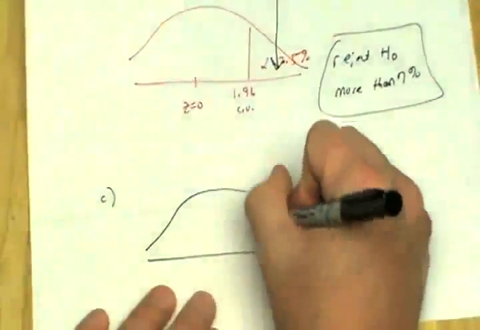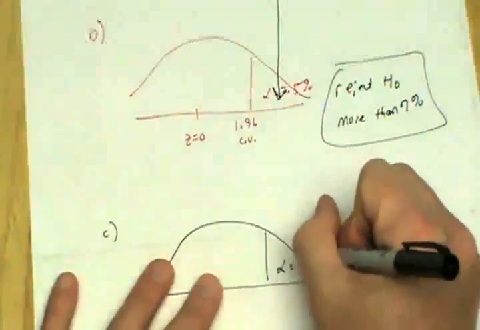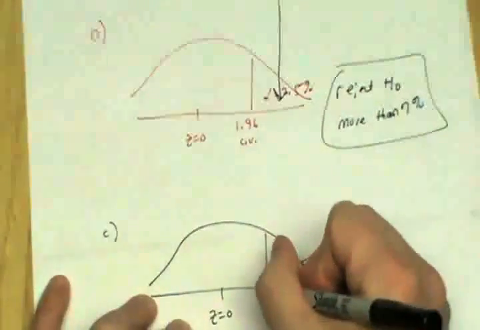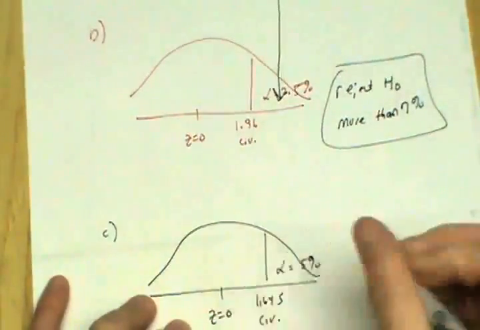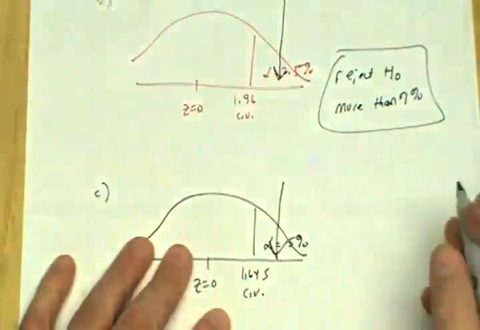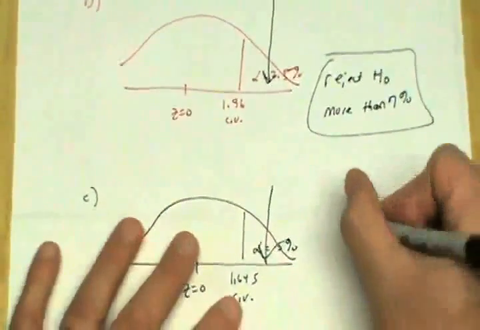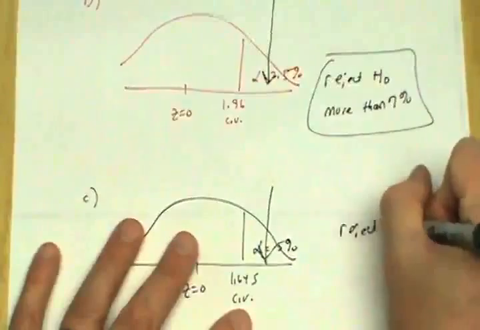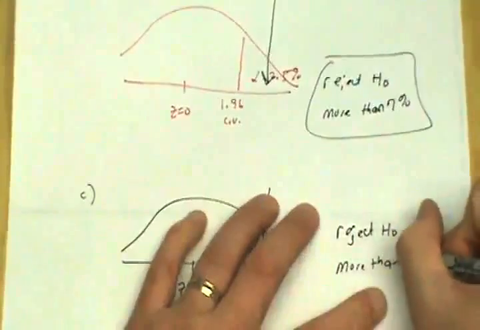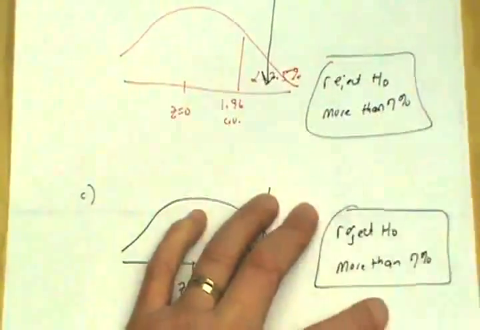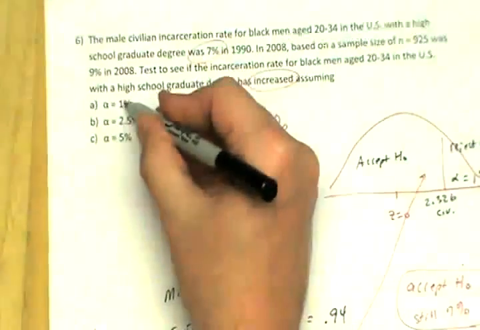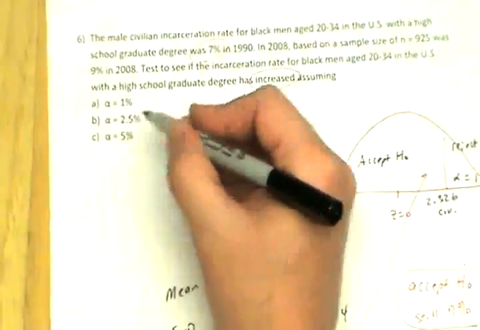Part C, change the alpha now to 5%. In our T-chart, if we look at 0.05 and go all the way to the bottom, we get back 1.645. We have a test statistic of 2.13. 2.13 is to the right of 1.645. That's going to be in the tail, which is reject. And then we're also going to say again, it's more than 7%. So there was the question. So for this one, we're going to accept. For this one's reject. For this one's reject.